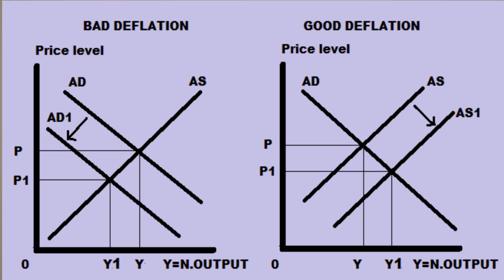We can understand the two concepts with the help of the diagrams on the screen. You can see that I have made two diagrams there. The first one is of bad deflation and the second one is of good deflation. In the case of bad deflation, you can see in the first diagram that the aggregate demand curve is shifting backward, and when the aggregate demand curve is shifting backward, price level is falling. In the second diagram, in the case of good deflation, you can see that aggregate supply is rising, due to which price level is falling.